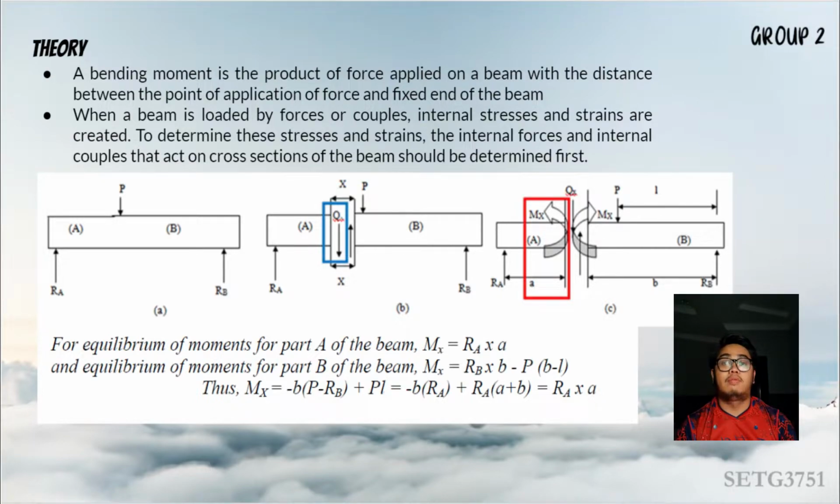So for the vertical equilibrium at part A, there must be a shear force acting on it as shown in figure B. So n is equal to negative Ra. For the vertical equilibrium of part B, the shear force evidently acts as shown and has the value of P minus Rb. So the formulas for the equilibrium in parts A and B are shown on the screen as well.